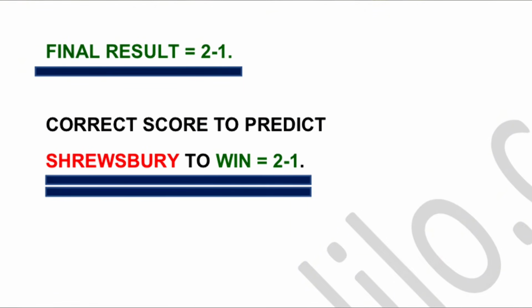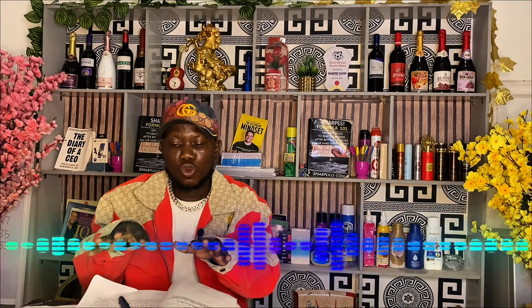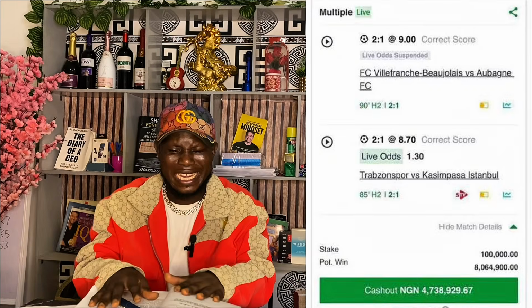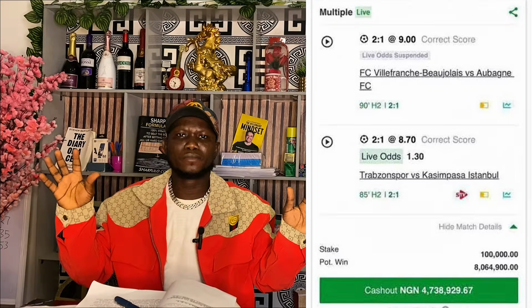So the final result is 2-1, and this is the same calculation you are going to use no matter the team and league you want to predict the correct score for. Make sure they are teams that normally play under goal market and use this same calculation to predict their correct score. Winning is 100% guaranteed, and this is exactly how to predict a correct score of 2-1 successfully. This is how to do the prediction.